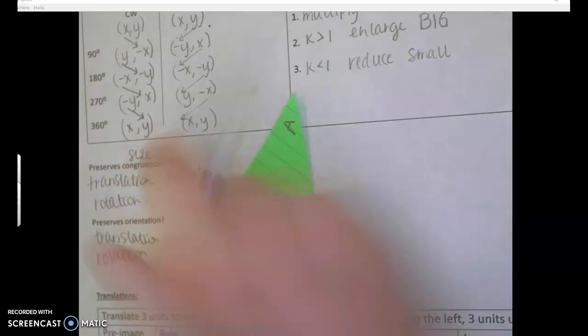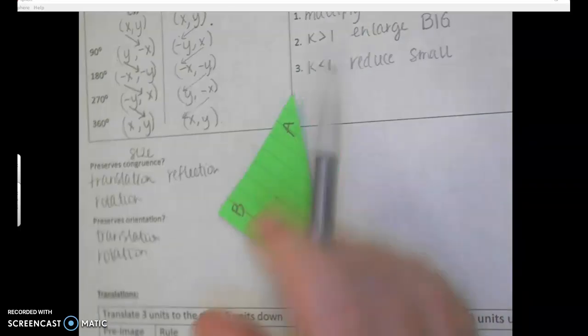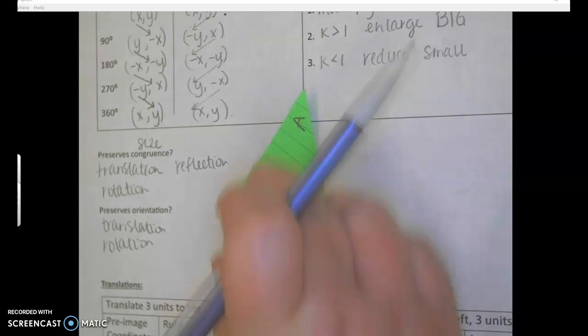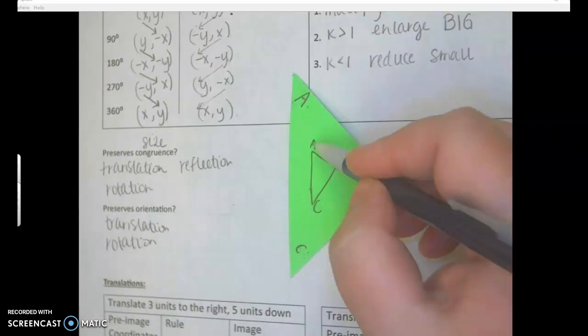If I reflect it, so I flip it, it's now going A, C, B. So it did not preserve its orientation. And dilation, making it smaller, it's still going A, B, C, so it preserves orientation.